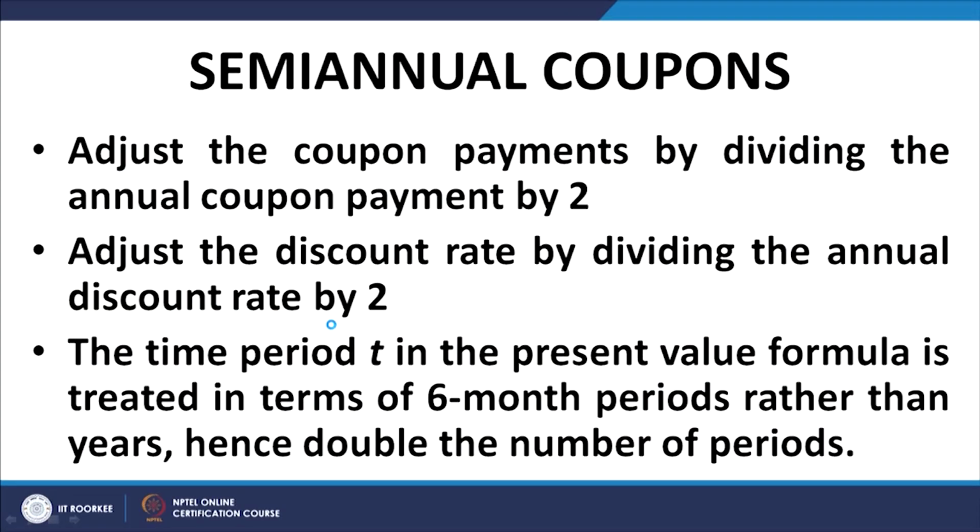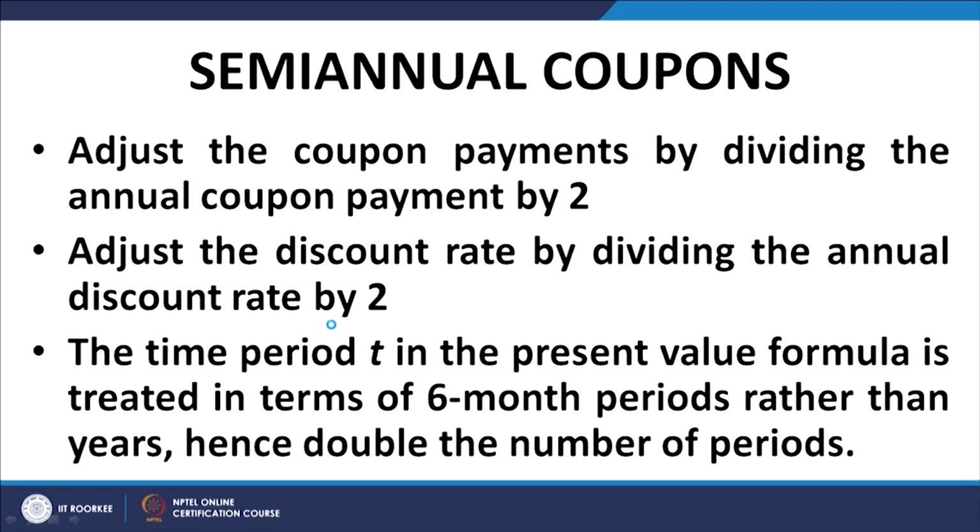Now, so far the exposition has assumed annual compounding and annual rates. As I mentioned in the beginning, usually the coupon payments, interest payments on bonds in India are semi-annual, although the rates are quoted on an annual basis. So, whenever we need to value bonds with semi-annual payments, first of all we need to double the number of periods. For example, if you are valuing a bond having 5 years remaining to maturity, you have to split it up into 10 half-year periods.